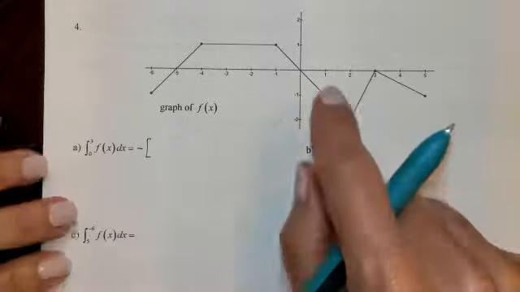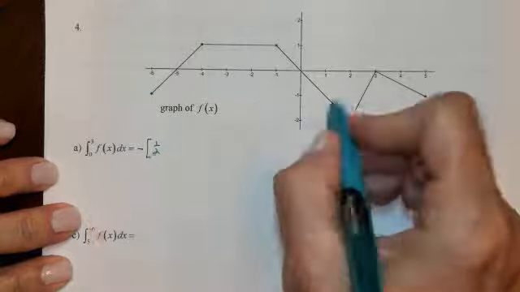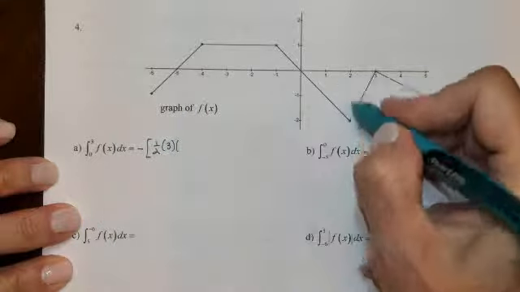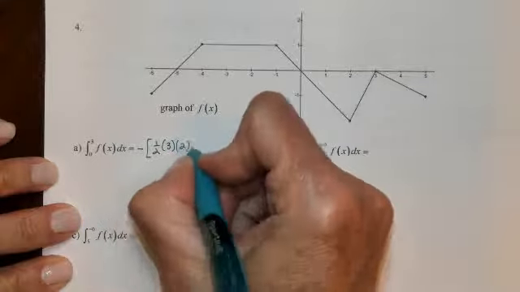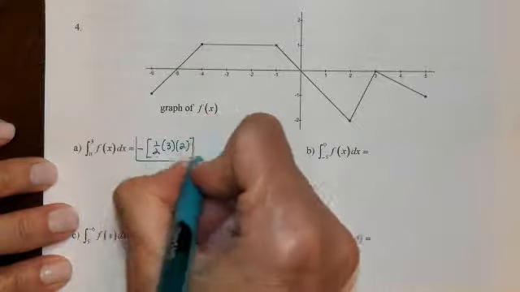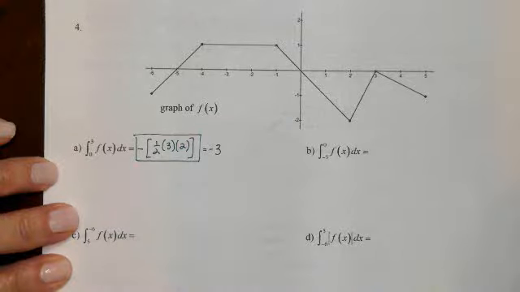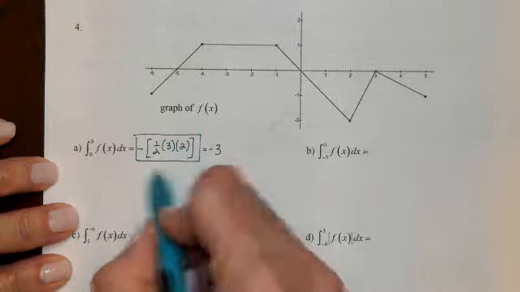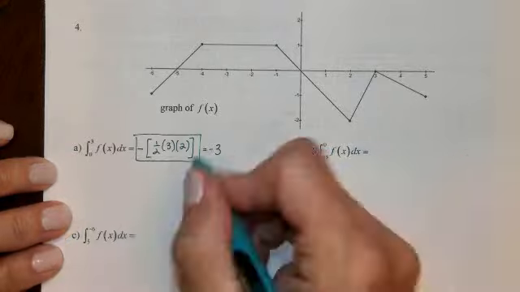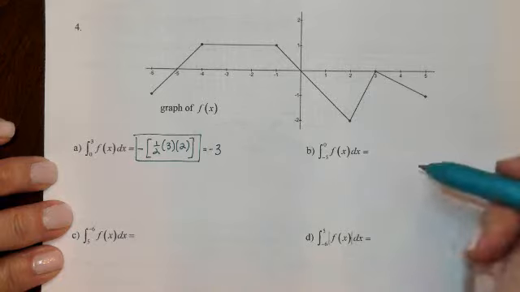All right, so this area, it's a triangle. So 1/2 base times height. The base is 3. The height is 2. So that is the value of that definite integral, -3. Okay? Box your safe stop and then simplify, if you want to simplify. I simplify only because we're going to be using that later in this problem.